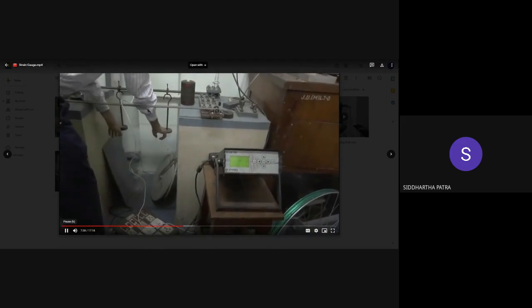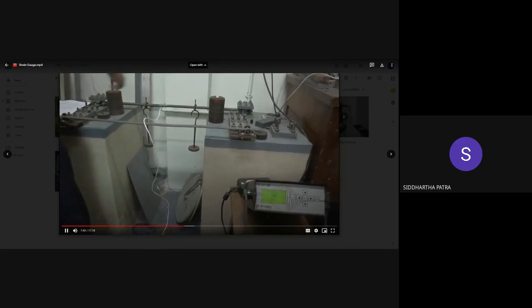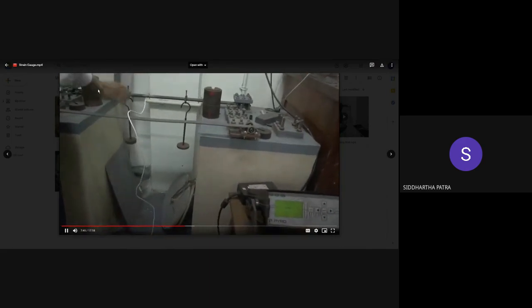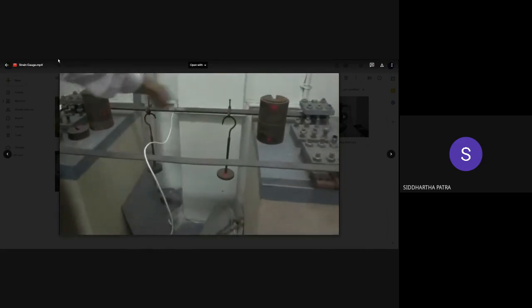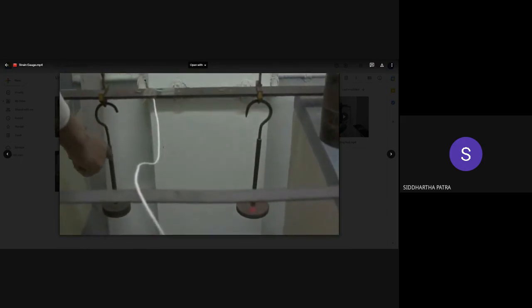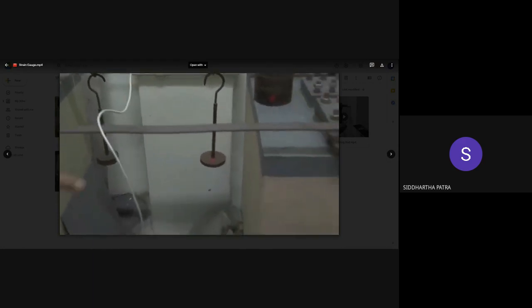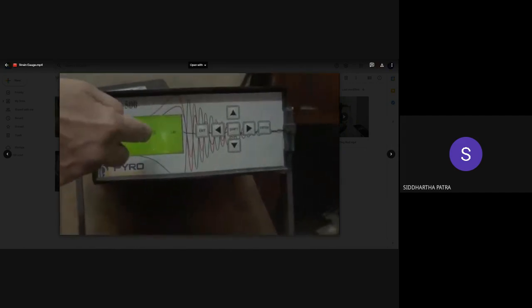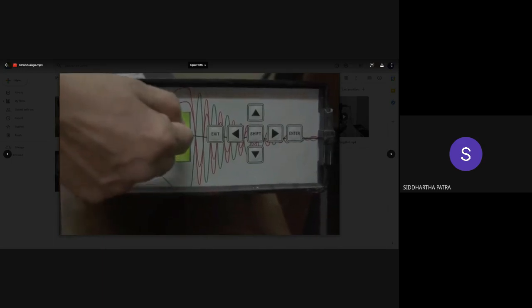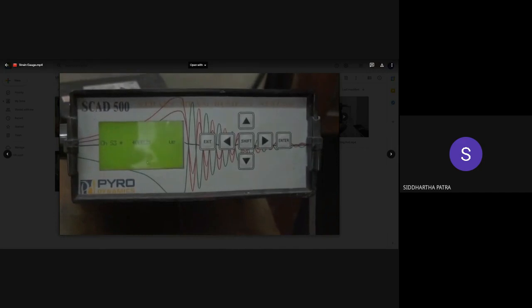Now, these two hangers, having a weight of 1 pound each, have been attached to the beam, so that the beam has been loaded symmetrically at 2 points. At each point, loading is 1 pound. The reading is 25 microstrain. That is 25 into 10 to the power minus 6 is the value of the strain.